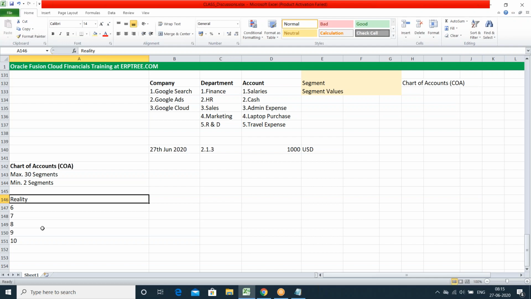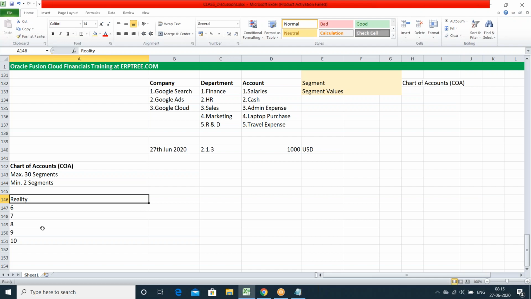For one client you may implement 7, for another client only 6, for another 9. We never create 30 segments or 25 or 20 or 50 segments. If in some implementation more than 10 segments are created in the chart of accounts, there should be a very strong reason. Otherwise, that is not a great practice at all. On average, we implement 7 or 8 segments for most clients.